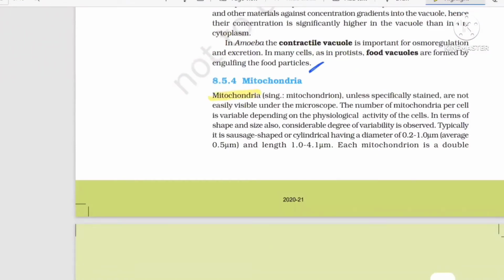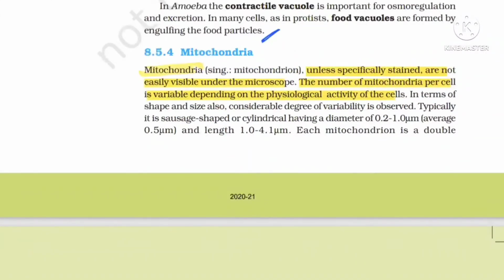The mitochondria, unless specifically stained, are not easily visible under the microscope. The number of mitochondria per cell changes depending upon the activity. It means if the cell is more metabolically active, it will have more mitochondria, because we see mitochondria as the powerhouse of the cell. In terms of shape and size, changes are also observed. Typically, it is sausage shaped or cylindrical. Please learn all these statements, questions can be framed from them. You should not lose marks here. Diameter is 0.2 to 1 μm, on average 0.5 they will say, and length is this much.